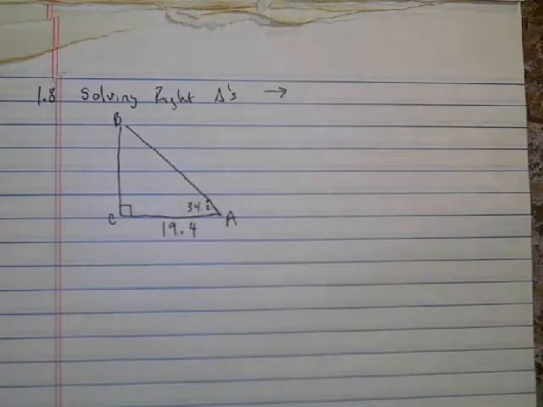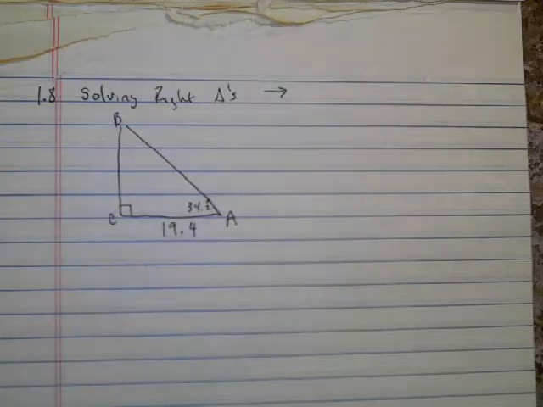Section 1.8 involves solving right triangles. You did this in geometry, so this is going to be a review. This is something that is on the ACT every single time, and sometimes multiple questions. So it's a good lesson to review.